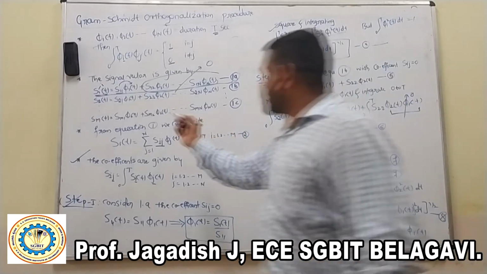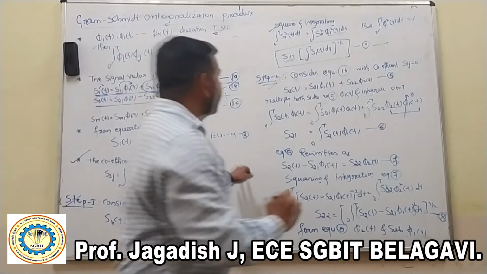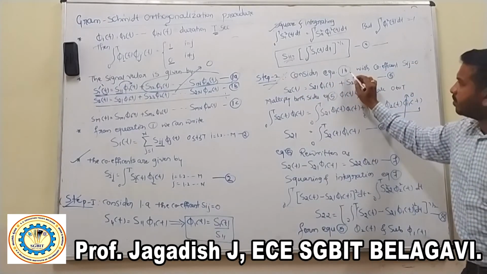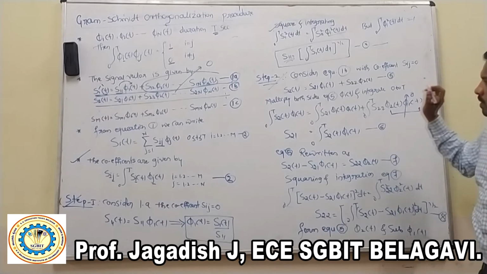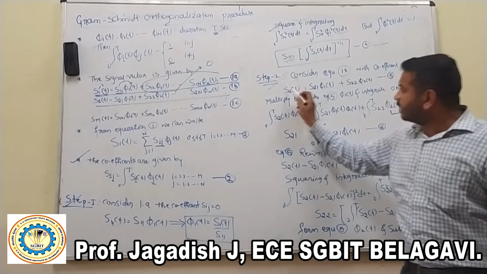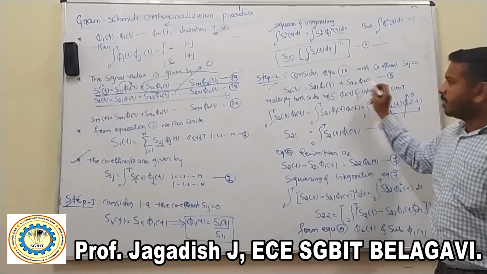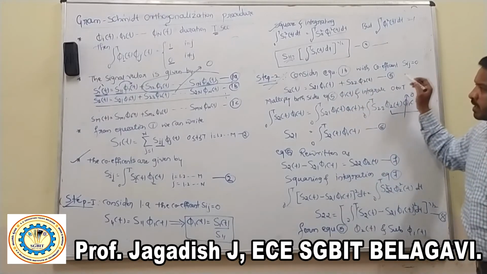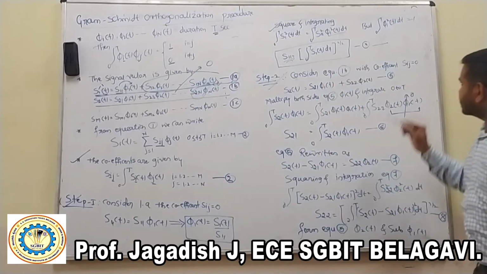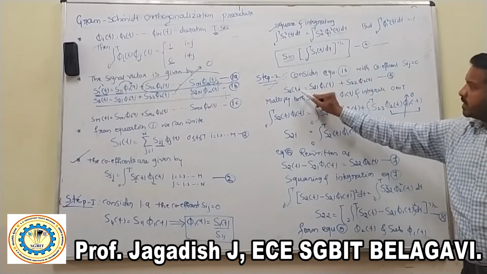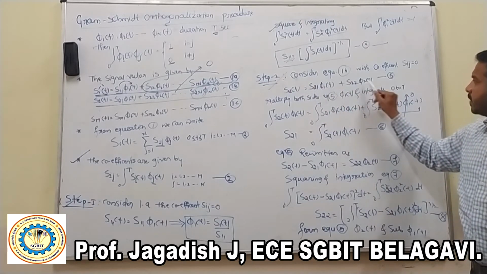So this equation is S2 of t. Once you define S2 of t, consider equation 1b with the coefficient Sij equal to 0. What is the equation? S2 of t equals S21 phi 1 of t plus S22 phi 2 of t. Whenever that coefficient equals 0, this term should again be 0. So we get S2 of t equals S21 phi 1 of t plus S22 phi 2 of t.